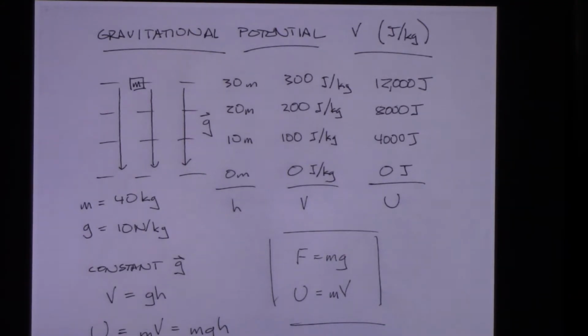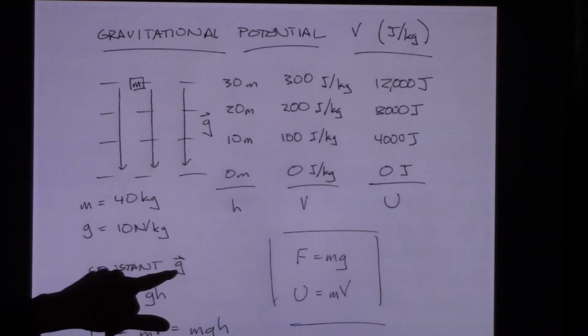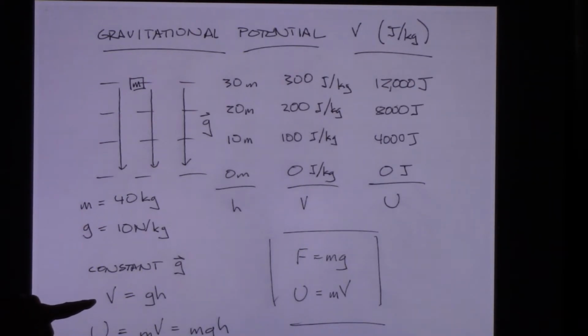Now, in the case where the gravitational field is constant, I can calculate the gravitational potential by taking g times h. And I can calculate a potential energy by taking m times the potential, which is the same thing as mgh. So one way to think of this gravitational potential is that the potential includes the field and the distance, but it doesn't tell us what mass object we're bringing in.